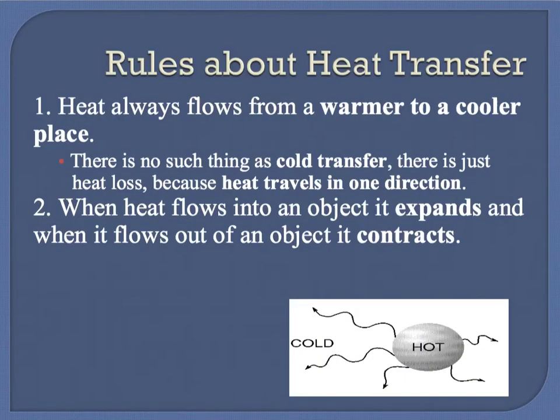So rule number 1 says that heat always flows from a warmer place to a cooler place. And this picture at the bottom kind of demonstrates that. So the source of the heat, the source of the energy, is going to try to spread out. It's going to move towards the areas that have less energy. It's kind of like a domino effect. So there's no such thing as cold transfer or coldness. There's just heat loss because heat travels in one direction.